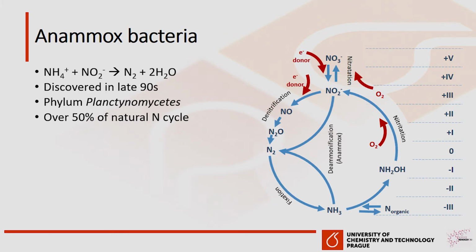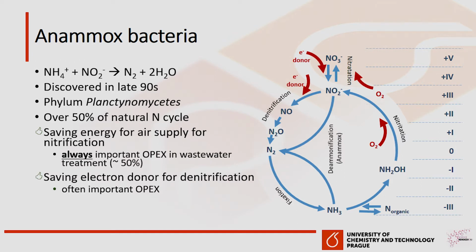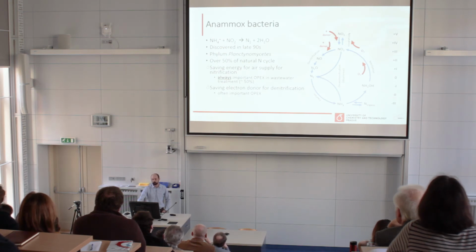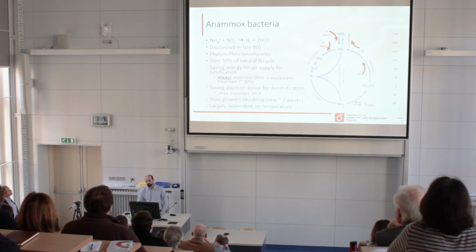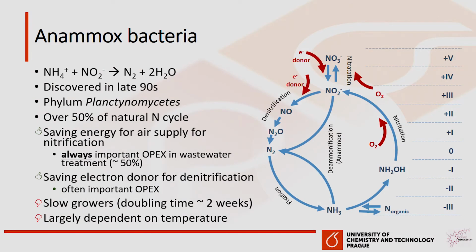So, this is the simplified Anammox reaction: ammonia plus nitrite, and nitrogen is produced. Indeed, it was discovered in the 90s, and surprisingly, even though nobody knew about this process until then, nowadays we estimate that over 50% of the whole natural nitrogen cycle goes through the Anammox process. For us as engineers responsible for wastewater treatment, this is nice because we can save 50% of oxygen. We also save these electron donors. The problem of these bacteria is that they grow super slow, and they are also very dependent on temperature.